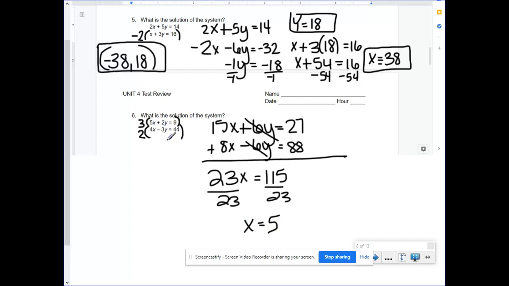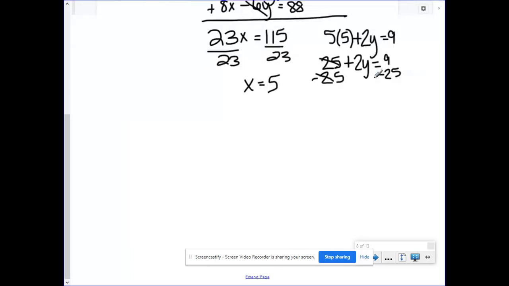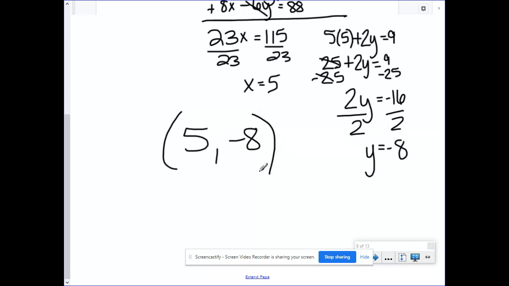Then pick one of your equations. Both of these are about the same. So I'm going to choose the top one. Everywhere I have an x, I'm replacing it with a 5. 5 times 5 plus 2y equals 9. So I know 5 times 5 is 25 plus 2y equals 9. So I'm going to subtract 25 from both sides. 9 minus 25, right? Okay. Divide by 2. What does y equal? So if you want to write them as an ordered pair, that's fine. This is what it would look like.